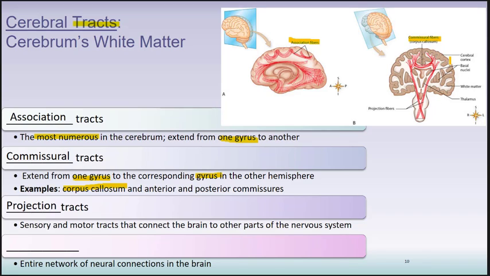We also have projection tracts, and these actually travel from the brain to the spinal cord, but also from the spinal cord to the brain. So they project from one area to another in longer distances, and you can see the projection fibers here. And these are going to be comprised of both sensory and motor tracts connecting the brain to other parts of the nervous system. And the final term to go over is called a connectome, which refers to this entire network of all of these different neural connections that exist within the brain.